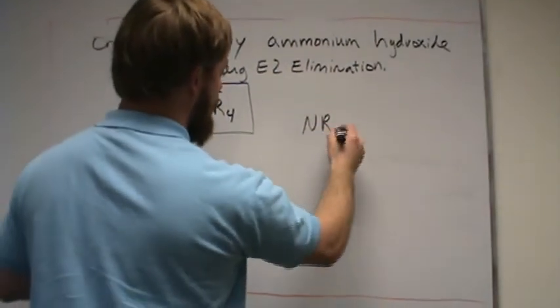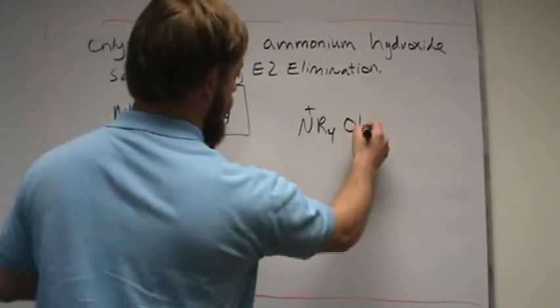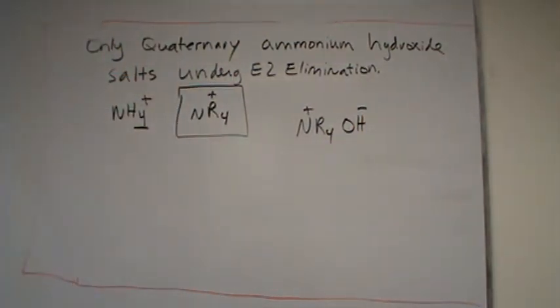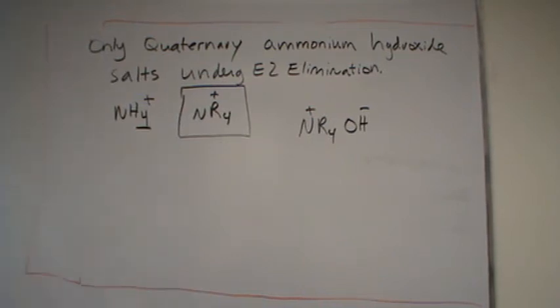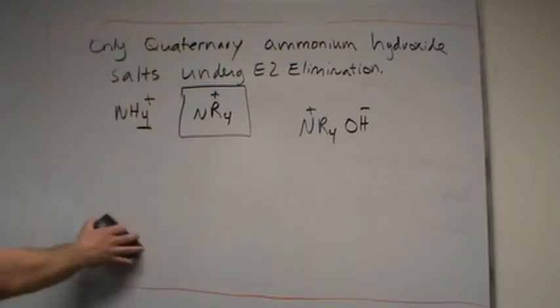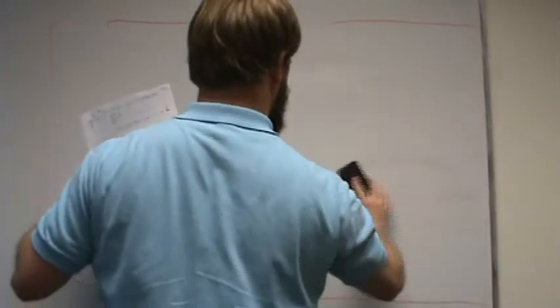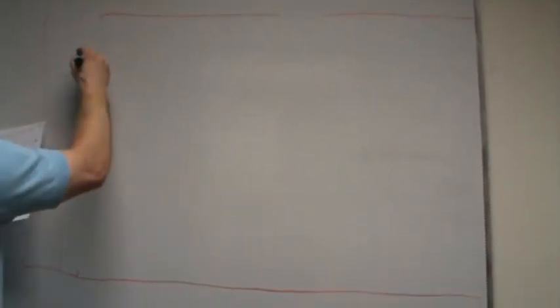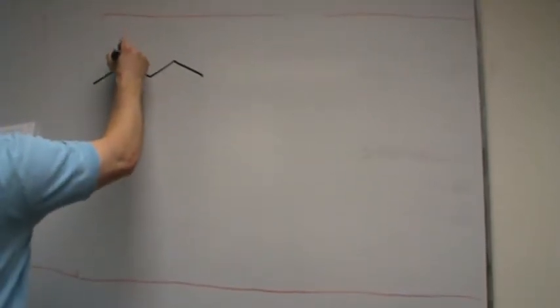A quaternary ammonium hydroxide salt would look like this. So let's look at a specific example now. I'm going to move it down. You probably can't see it too well on the screen.